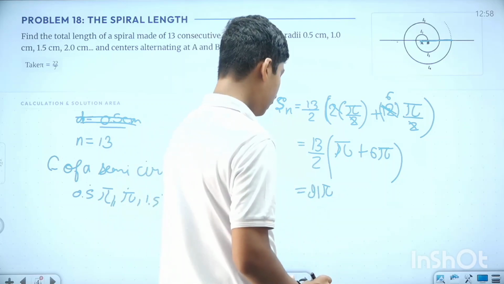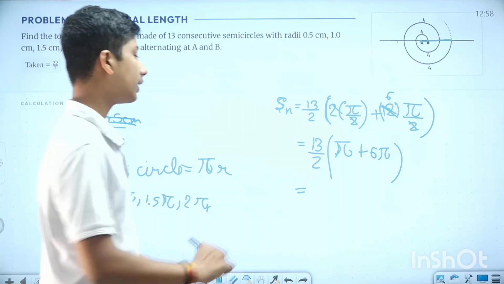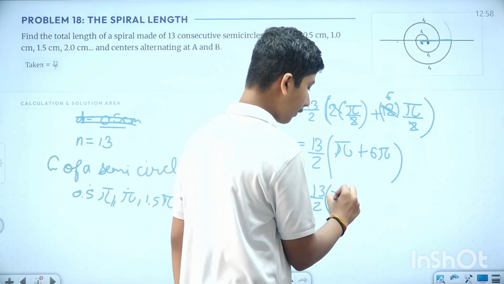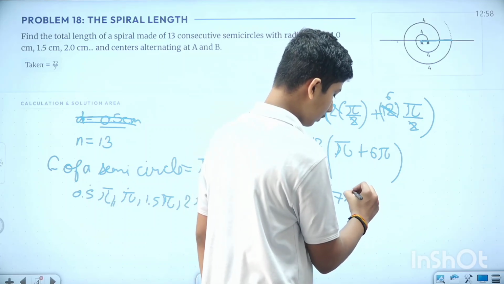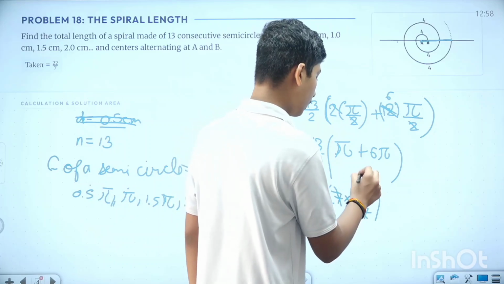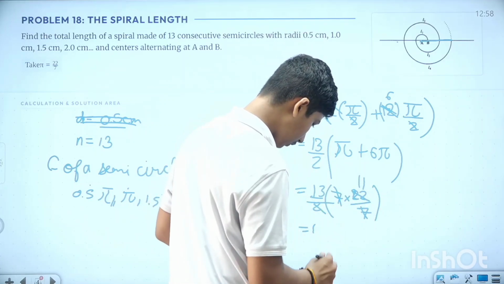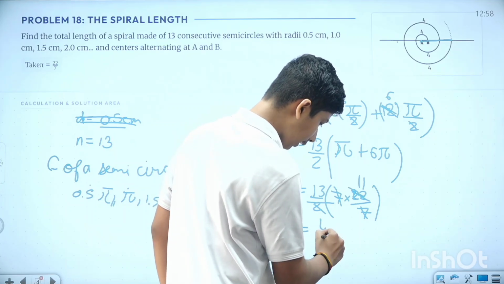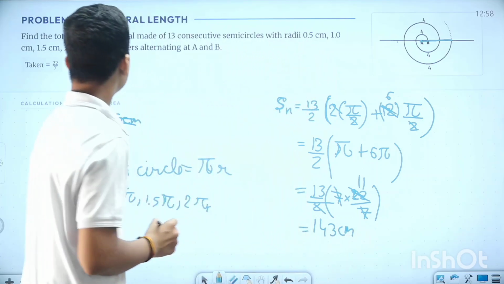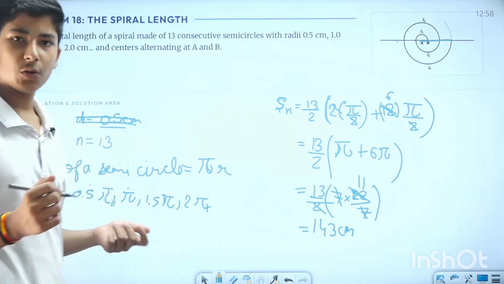Instead of just solving this, here it is given that we take pi equal to 22 by 7. So we'll take 13 by 2 into 7 into 22 upon 7. 7, 7 cancel, 2, 11. So our answer will be 143 centimeters. The length of the spiral will be 143 centimeters. I hope this is clear.